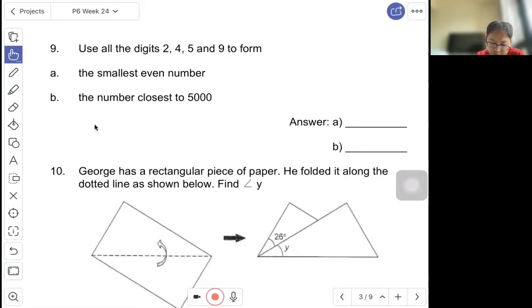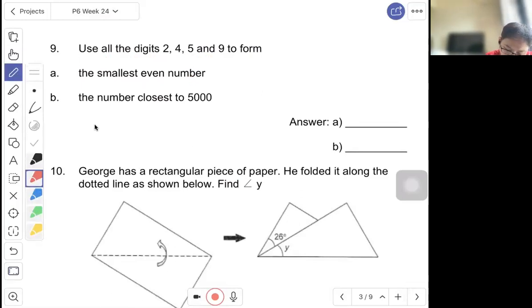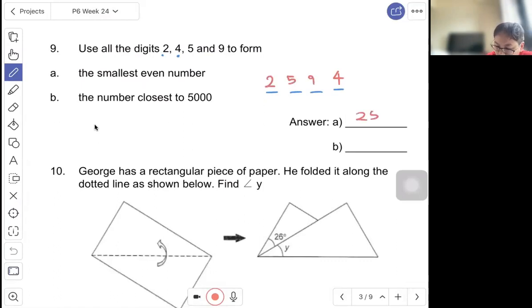For question 9, he says use all the digits to form the smallest even number. So you need to do some trial and error. But for an even number, we can only use 2 or 4. So we have 4 at the back, then we have 2. We can use 2 to put in front, followed by 5 and 9. So the answer is 2, 5, 9, 4.